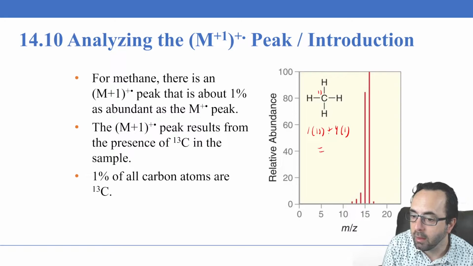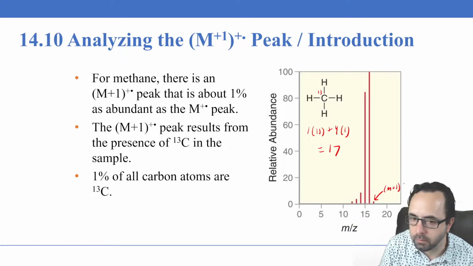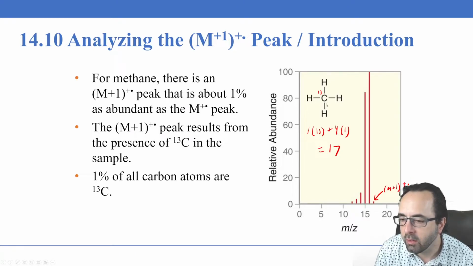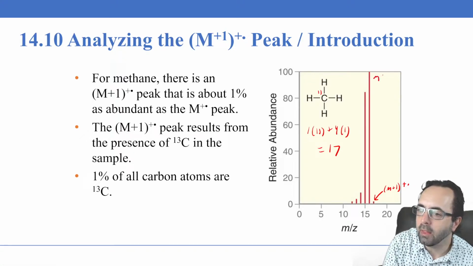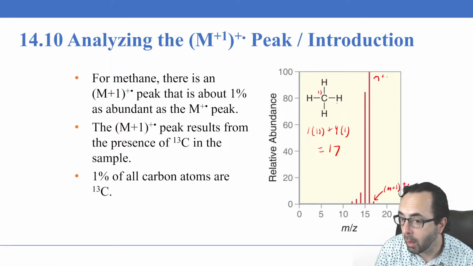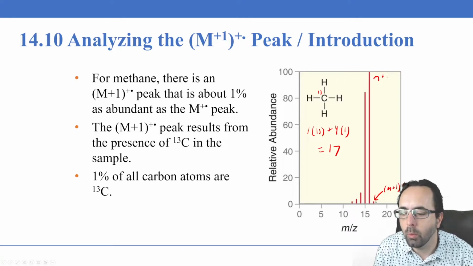You're going to have a mass of 17. And so you're going to see a little peak at the M+1. So this is the M+1, because about 1% of these carbon atoms weigh 13 instead of 12, and so the total mass is 17. And so you can see the size of this peak is about 1% of the size of the molecular ion right here, and that is because about 1% of those carbon atoms weigh one more.